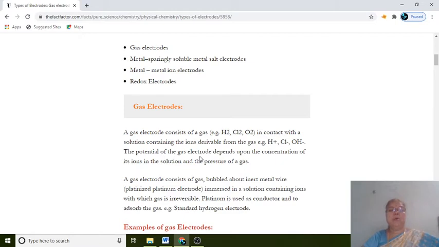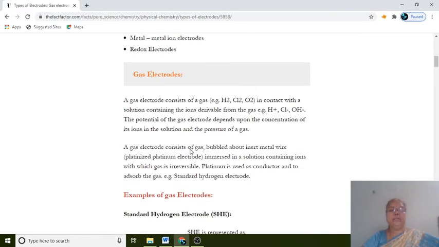The potential of the gas electrode depends upon the concentration of its ions in the solution and the pressure of the gas. A gas electrode consists of gas bubbled about inert metal wire, and that is always a platinized platinum electrode immersed in a solution containing ions with which the gas is reversible. And in the last lecture, I explained the hydrogen gas electrode.